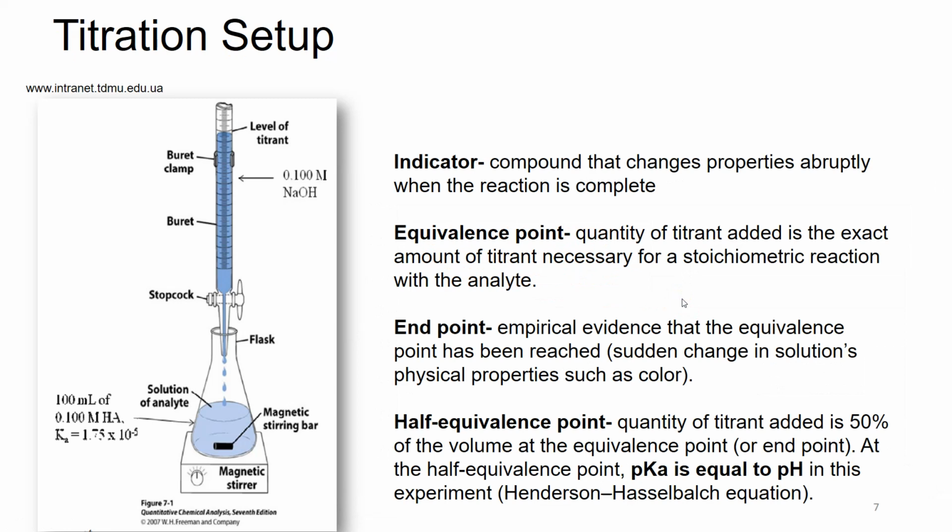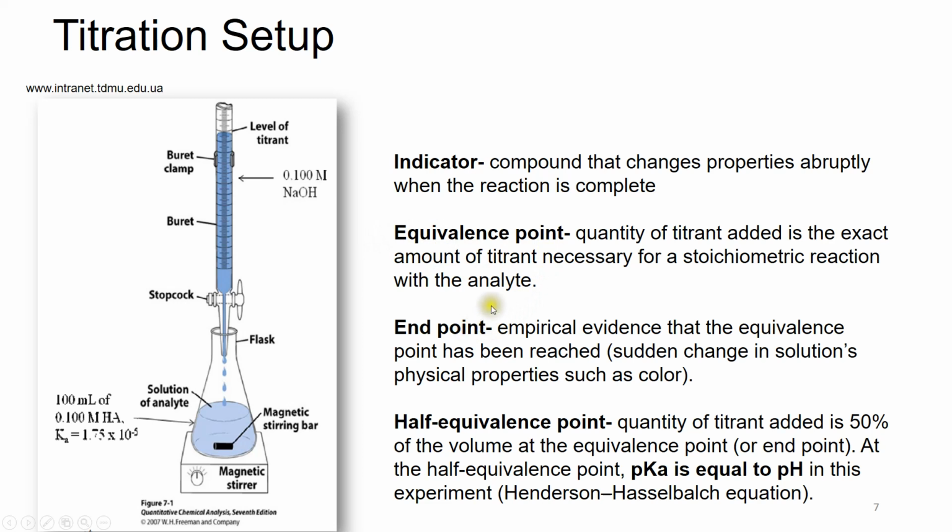Now there are some terms we need to define. What is the indicator? We often add a pH indicator for this kind of titration. A pH indicator often changes color when the reaction is complete. So if the color changes, it's the equivalence point. Now what is the equivalence point? The equivalence point means the quantity of titrant added is the exact amount of titrant necessary for the reaction with the analyte. For example, if you have 1 mole acetic acid, then you need to add 1 mole sodium hydroxide to complete the reaction, and that's the equivalence point.